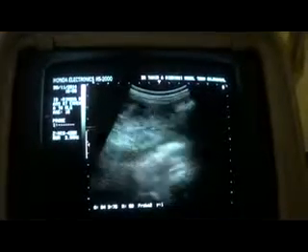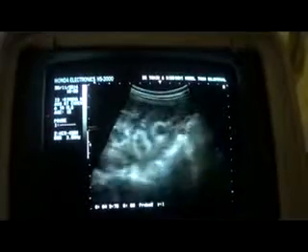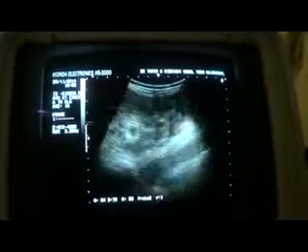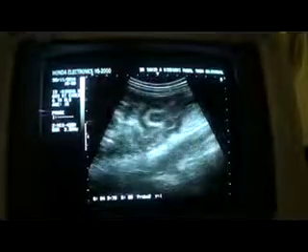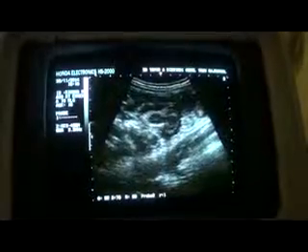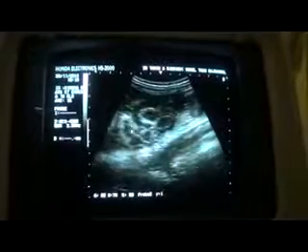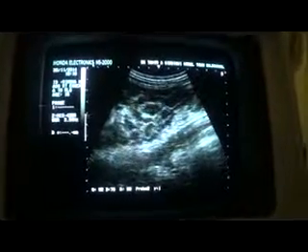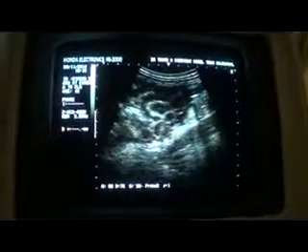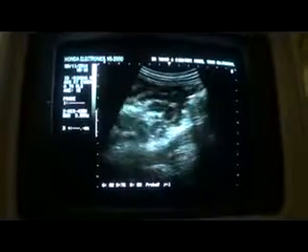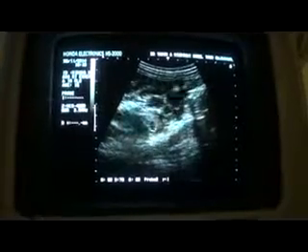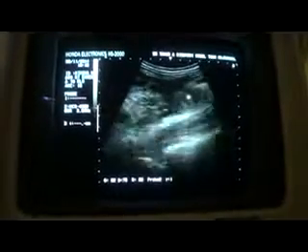Now you see fluid in the left Morrison's pouch as well, and that is seen extending into the left paracolic gutter, because this is the iliopsoas muscle. These are all bunches of vessels, and you will see the movement of vessels in it. And the black area, this one, is fluid in the left paracolic gutter.